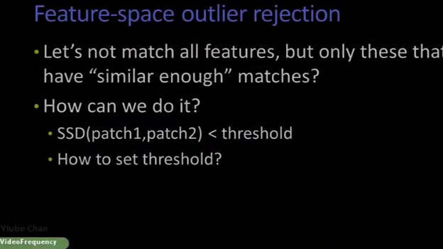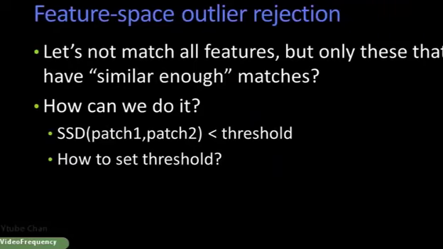So the goal is to try to get a bucket of good matches with only some bad matches thrown in. So going back to the SSD, the question would be how to set the threshold. So empirically, you can start to take a look at this, all right?